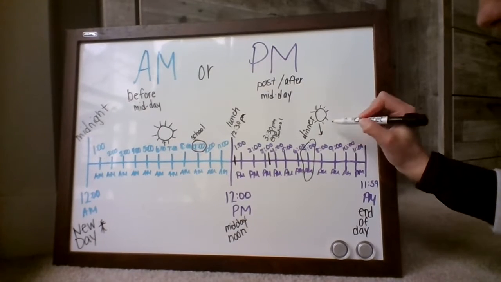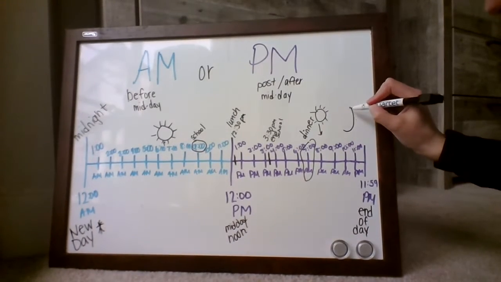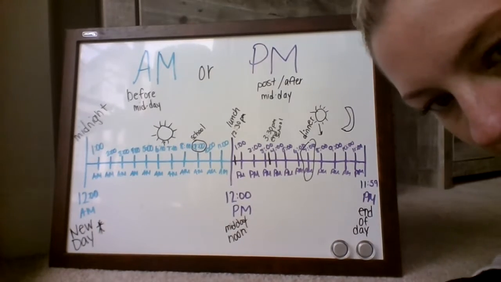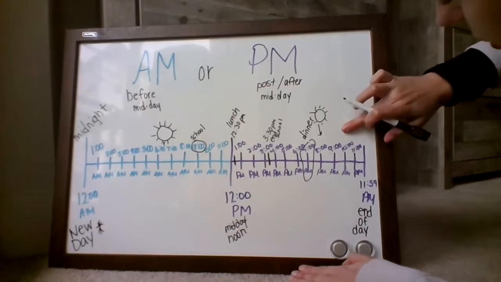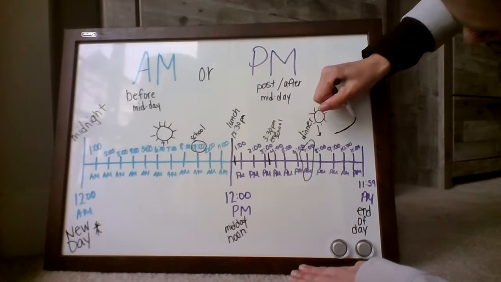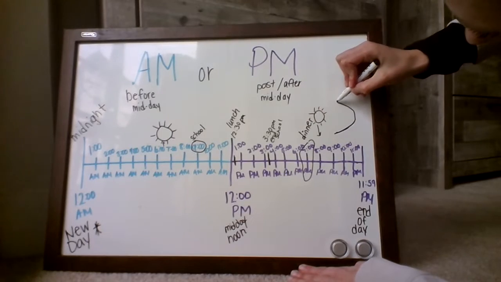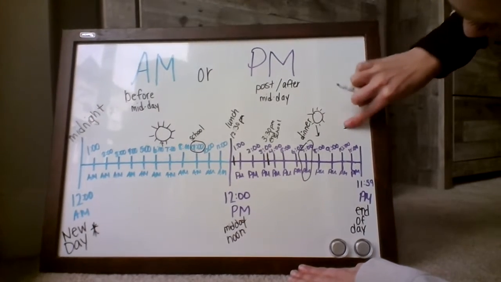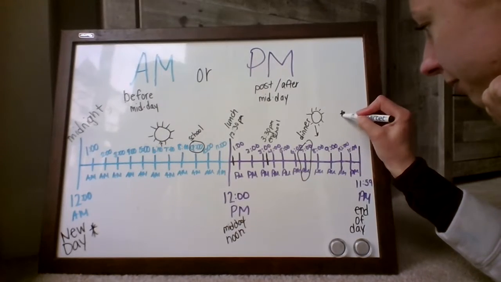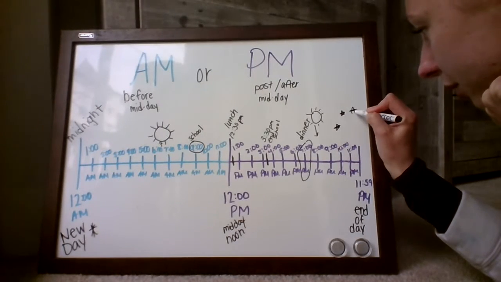The sun is going down and the moon, oh boy, Ms. Palmer is not the best artist, but I'm going to try. Oh, sorry, friends. No, it's not working. But anyway, when the sun goes down, the stars come out.